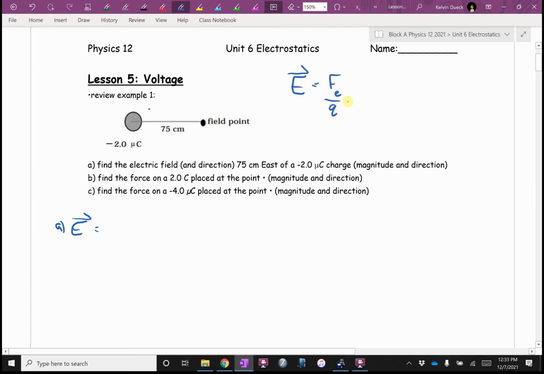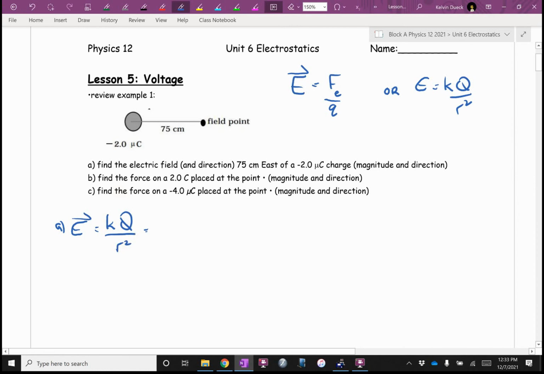There's this one, and there's that one. Nick, which one am I going to use in part A, and how do I know? Why? You're right. They gave me a distance, an R. So it's going to be K big Q over R squared.